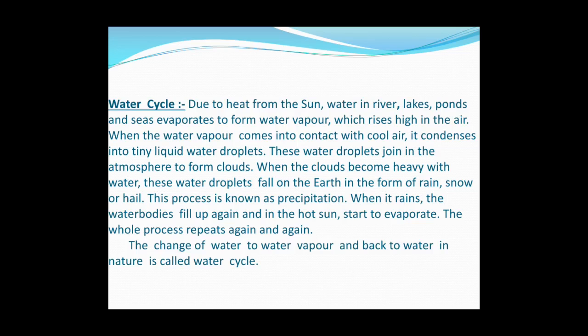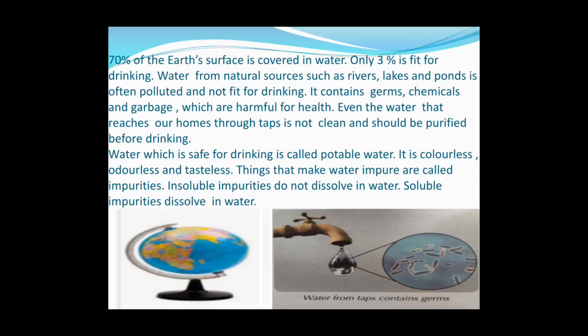When it rains, the water bodies fill up again and in the hot sun start to evaporate. The whole process repeats again and again. The change of water to water vapor and back to water in nature is called the water cycle.